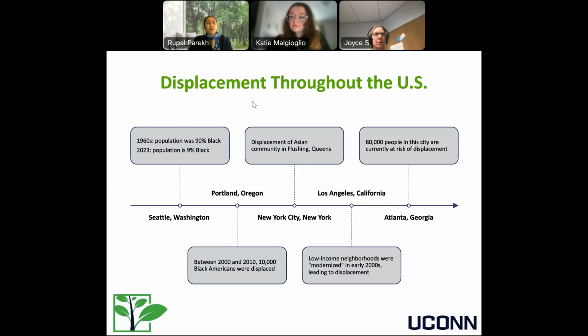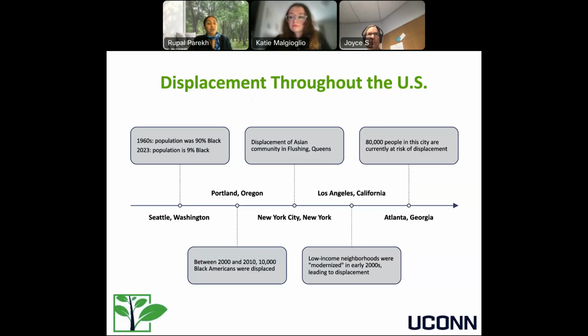That's an 81% decrease, and it's also the destruction of culture, neighborhoods, social networks, economic stability, and a place that a lot of people once thought of as their home. In Portland, Oregon, between 2000 and 2010, over 10,000 Black people were displaced from their neighborhoods within the city. So this is recent. And demographically, Portland has become one of the whitest cities in the country. Around 80% of their population is white.